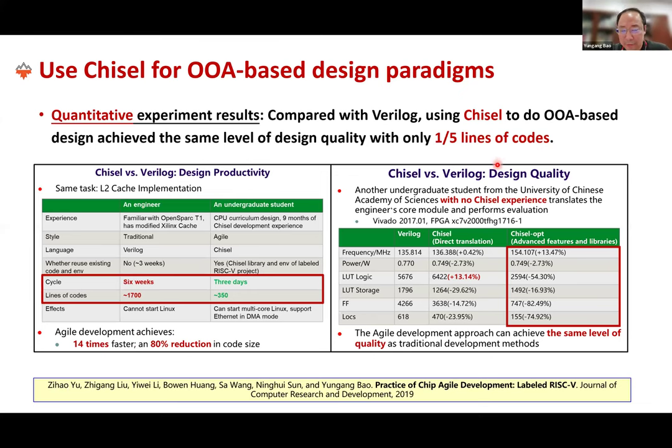Second, we further compared the design quality. We found that if we compare the power, frequency and area on an FPGA board, the CISO-based design is even better than the Verilog design. So the conclusion is that the agile development approach based on CISO can achieve the same level of quality as traditional development methods. That gave us the confidence to choose CISO to build the XiangShan. This work was done in 2018, and we published a paper in 2019.